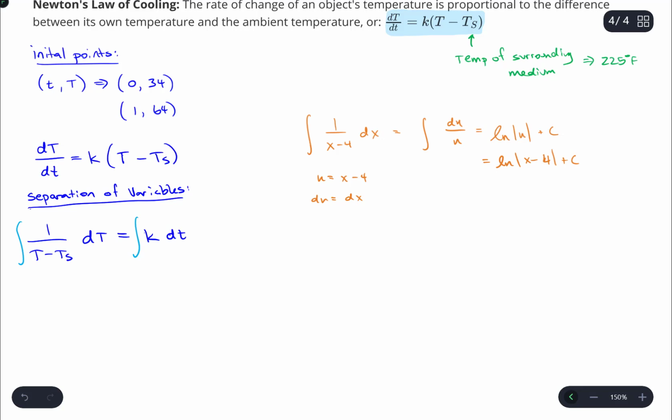So that's the way this thing over here will integrate. It's just going to become the natural log of the absolute value of t minus t sub s.